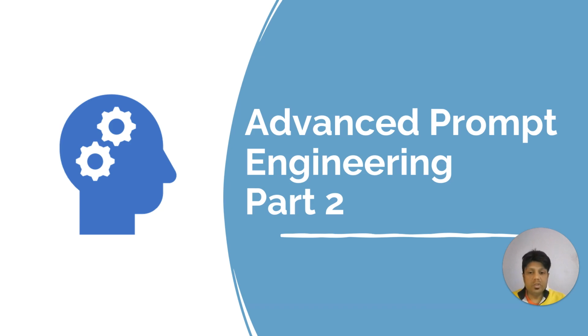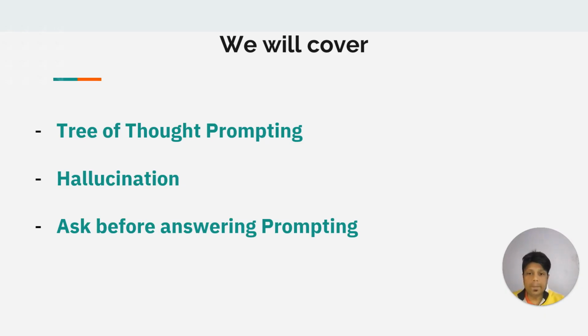In the previous videos, we started learning about prompt engineering. We started with basic prompt engineering techniques and then we moved to advanced prompt engineering techniques like chain of thoughts. In this video, we'll cover other advanced prompt engineering techniques like tree of thought prompting. We'll also cover hallucination, and then we'll see how we can overcome hallucination using ask before answering prompting.